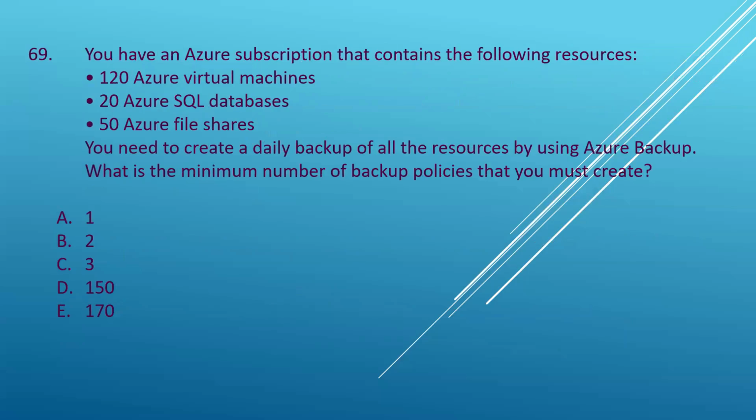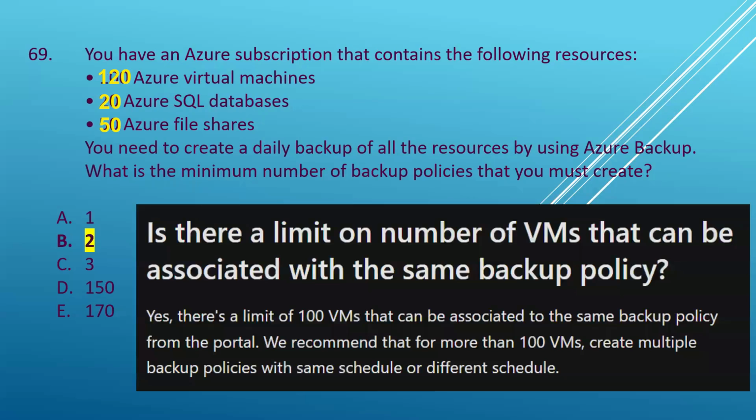You have an Azure subscription that contains the following resources: 120 Azure virtual machines, 20 Azure SQL databases, 50 Azure file shares. You need to create a daily backup of all the resources by using Azure Backup. What is the minimum number of backup policies that you must create? Now, your options are 1, 2, 3, 150, or 170. The minimum number of backup policies you must create in this case is 2. Now, let's look at why 2.